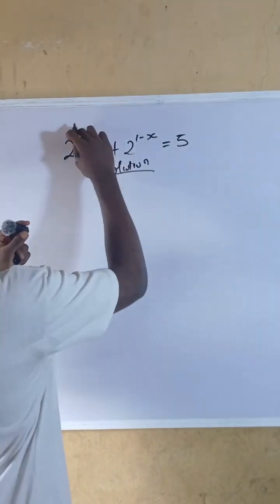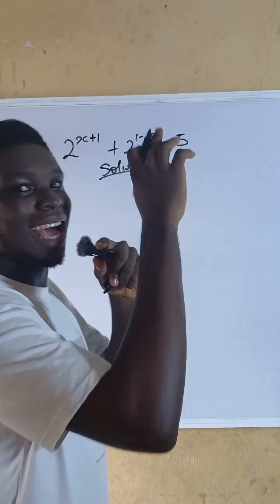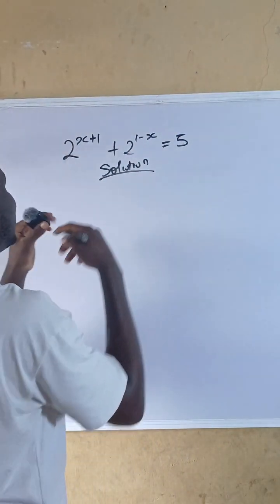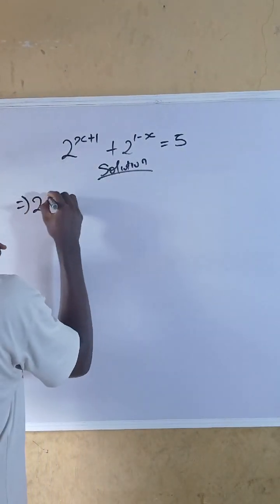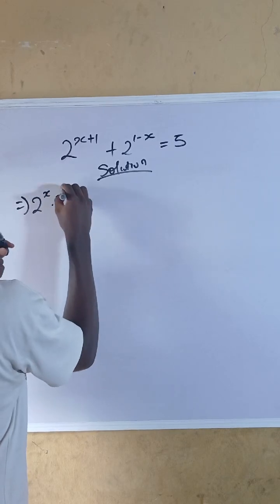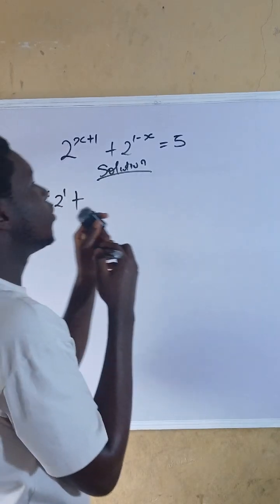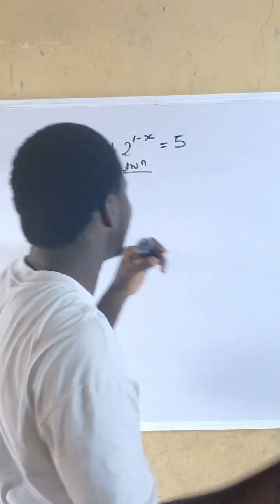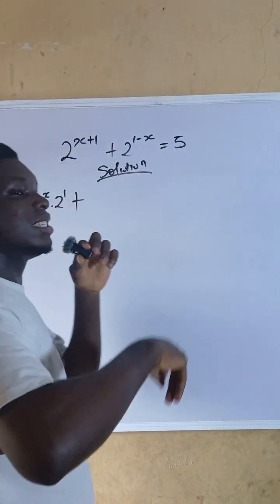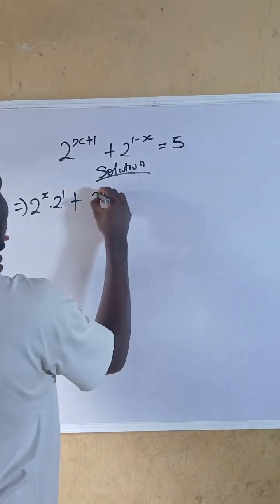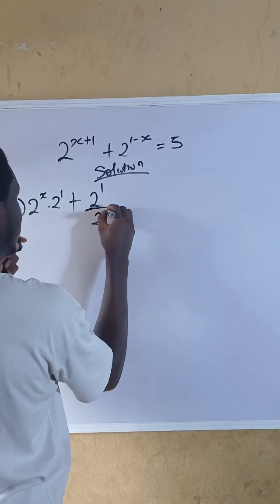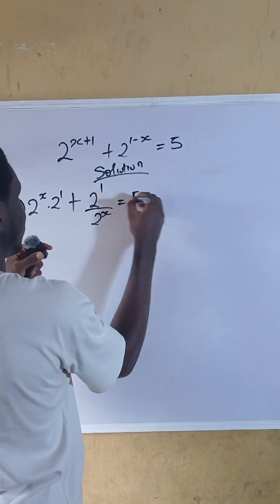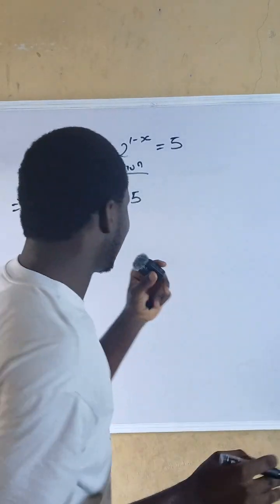Now in this case, whenever we see two exponents adding, it implies that the bases are the same and they are multiplying. So we have 2 to the power of x times 2 to the power of 1. Whenever we see the exponents subtracting, it means that the bases are dividing. So we have 2 to the power of 1 divided by 2 to the power of x, all equal to 5. This is where it starts.